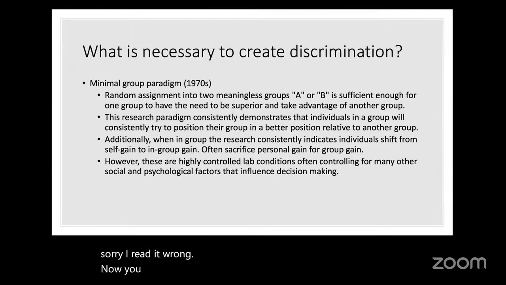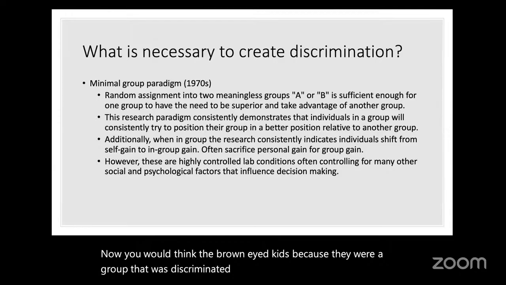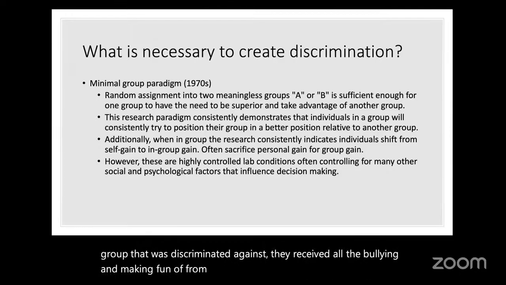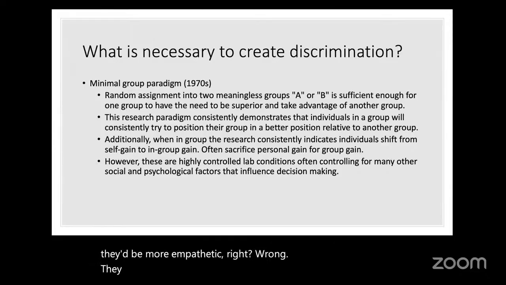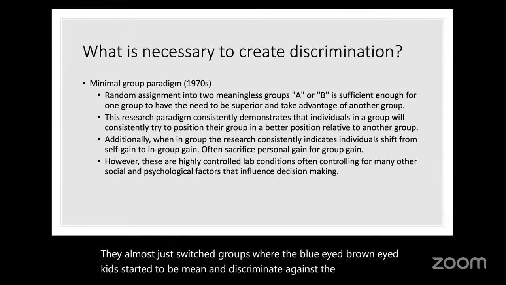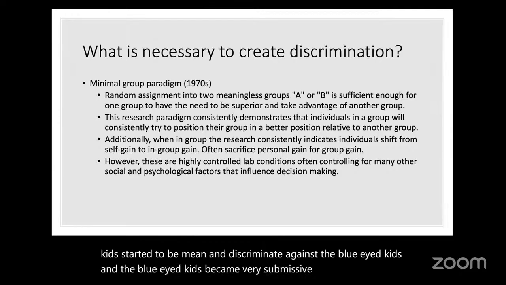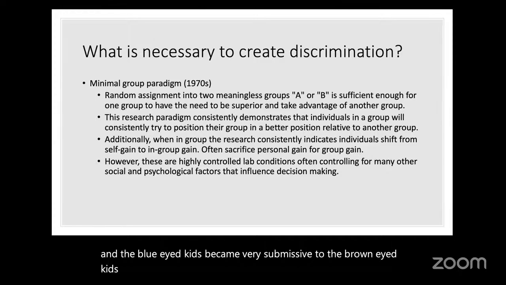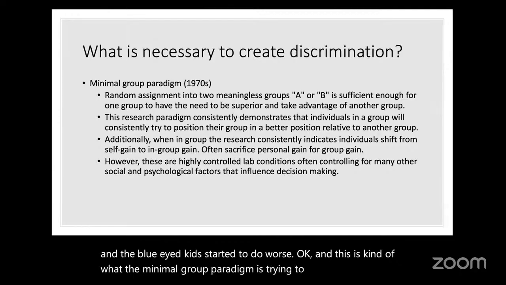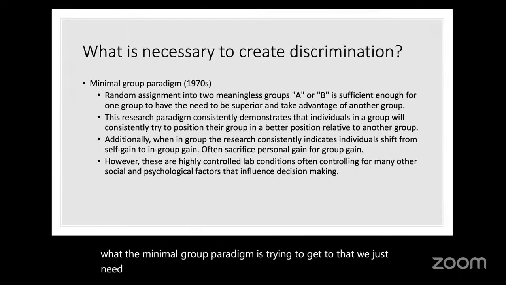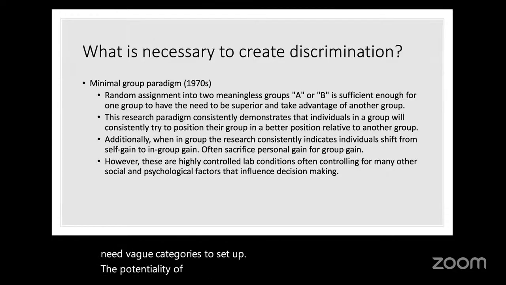Now, you would think the brown-eyed kids, because they were the group that was discriminated against and received all the bullying and making fun from the blue-eyed kids before, that maybe they'd be more empathetic, right? Wrong. They almost just switched roles, where the brown-eyed kids started to be mean and discriminate against the blue-eyed kids, and the blue-eyed kids became very submissive to the brown-eyed kids. And academically, the brown-eyed kids started to do better, and the blue-eyed kids started to do worse. And this is what the minimal group paradigm is trying to get at: we just need vague categories to set up the potentiality of discrimination and prejudice.